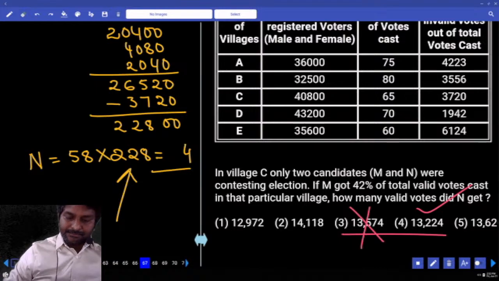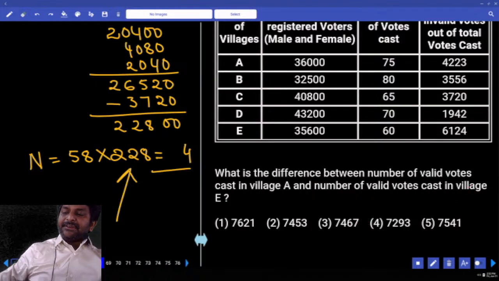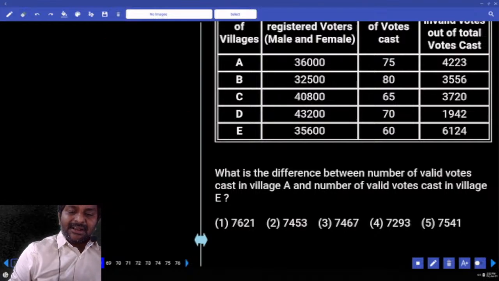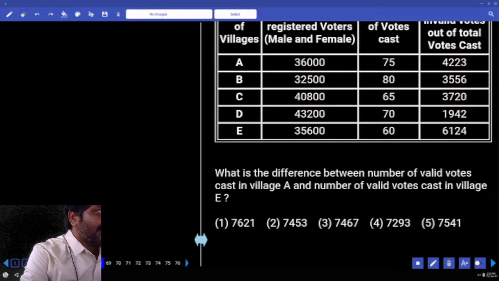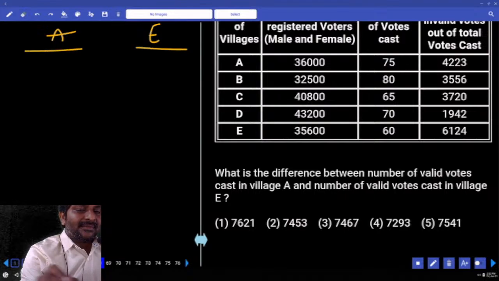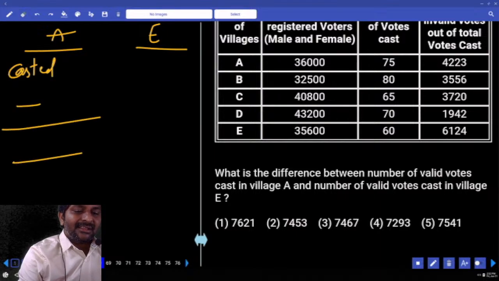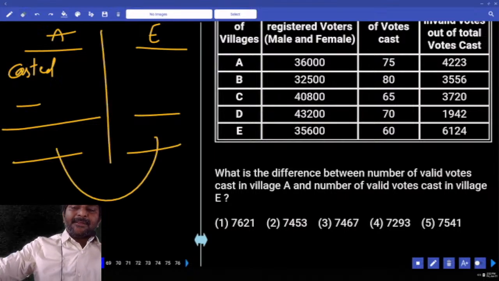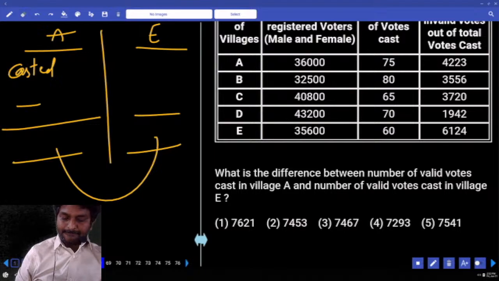Is it clear? What is the difference between number of valid votes casted in village A and number of valid votes casted in village E? Valid votes difference. Like for previous question how we calculated valid votes, now this time we have to calculate it for village A and then village E. Understood? Total votes which were casted, from that you need to subtract invalid. Then you will get valid. Like that, do it for both the villages. And for these two, we need to identify the difference. Can you do that?